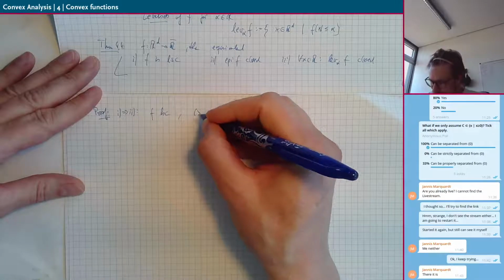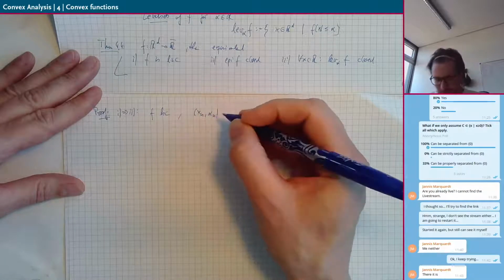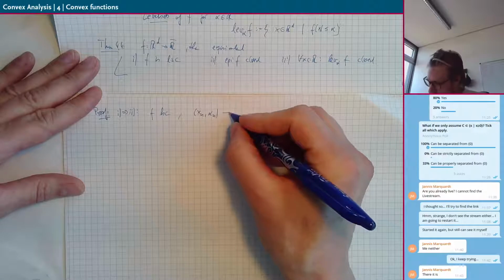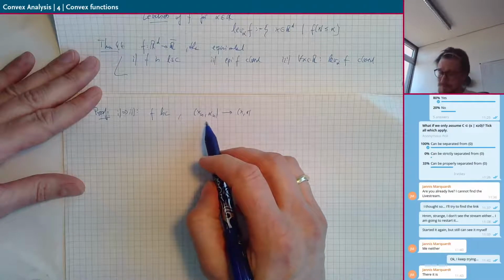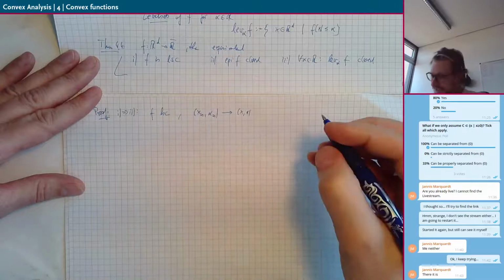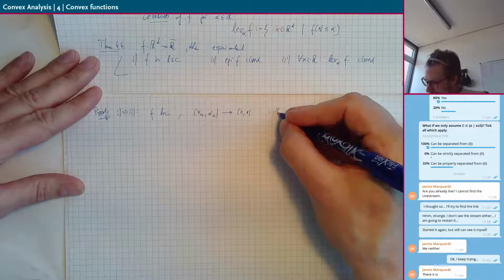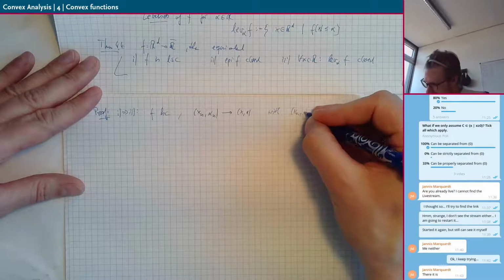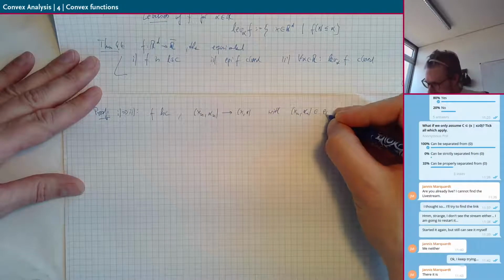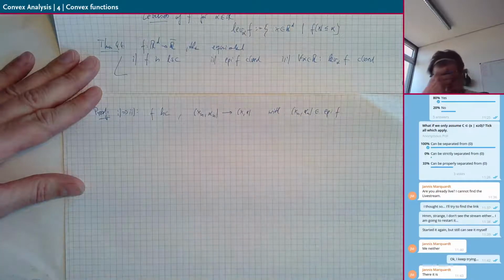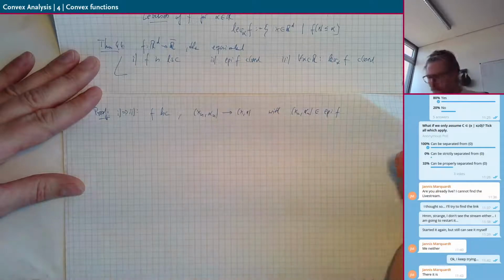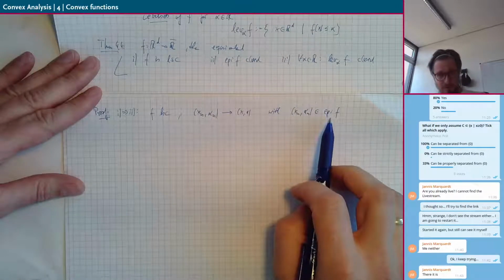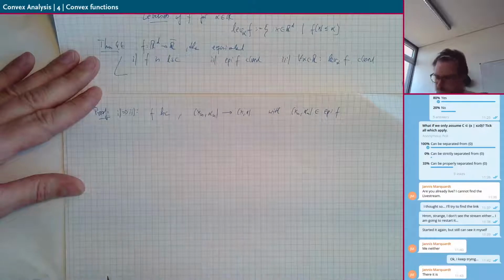So what we do is we take a sequence (x_n, alpha_n) converging to (x, alpha). It's a sequence in R^d plus 1, and we assume that (x_n, alpha_n) is always an element of the epigraph. And actually there was a typo in the lecture notes. I forgot this n here. So what we need to show is that the limit point also belongs to the epigraph.